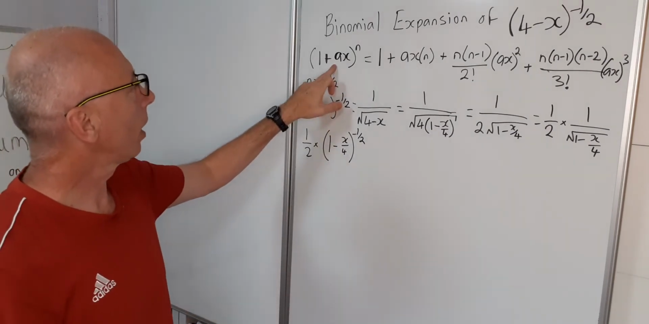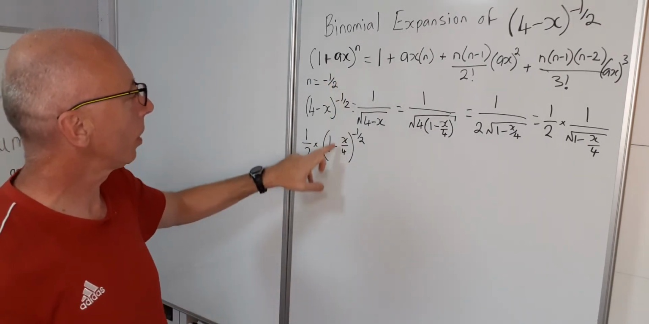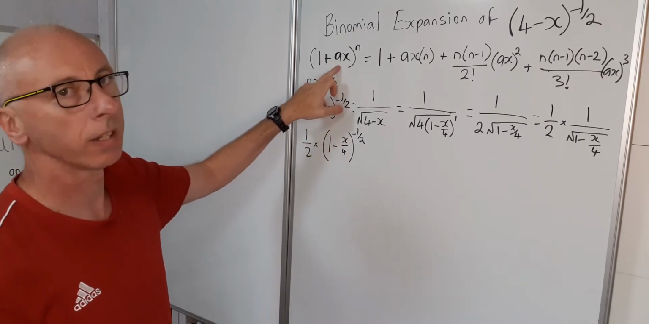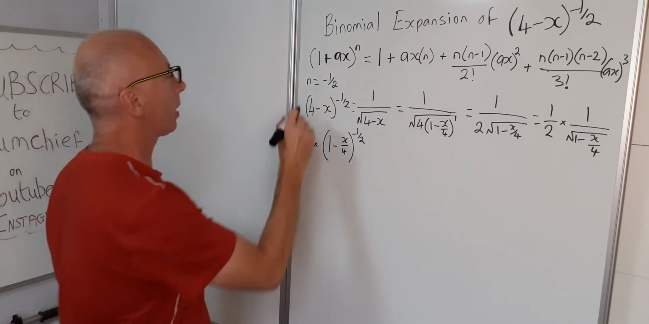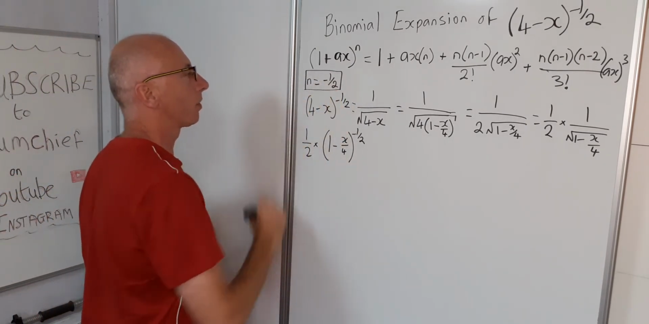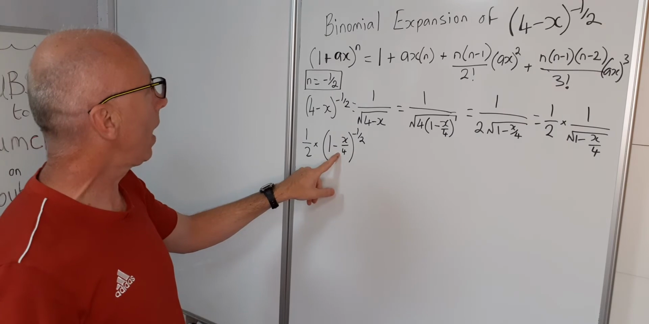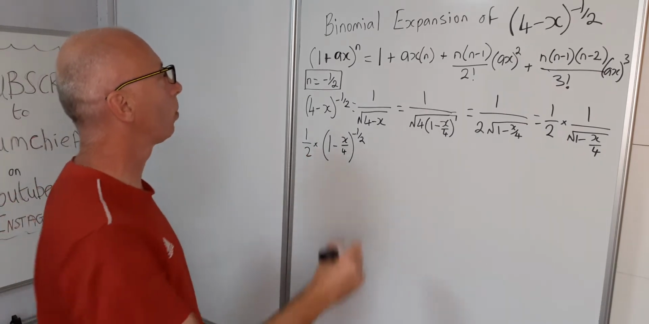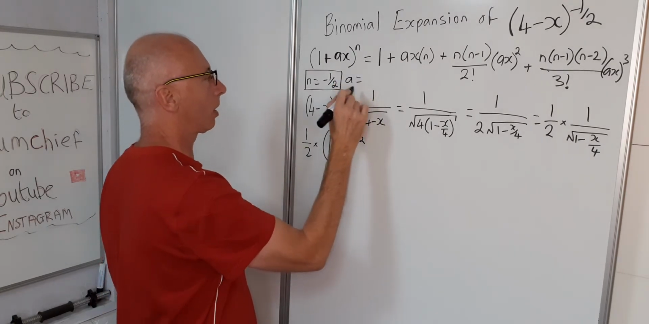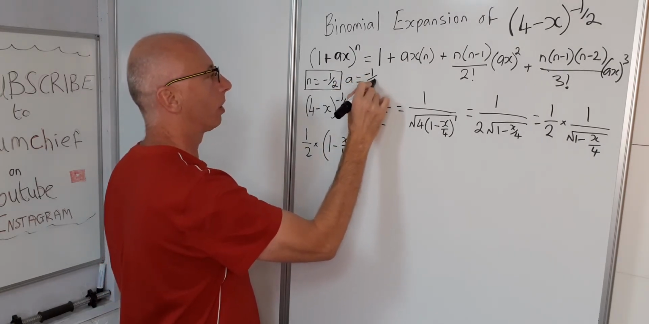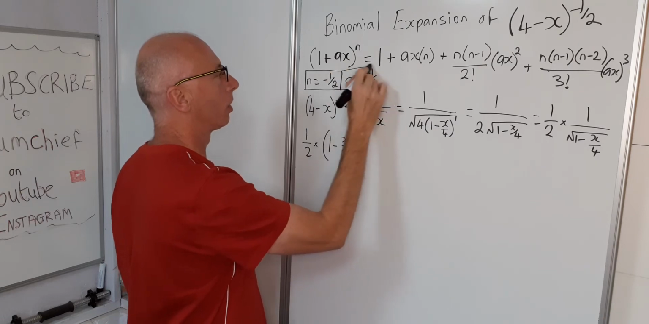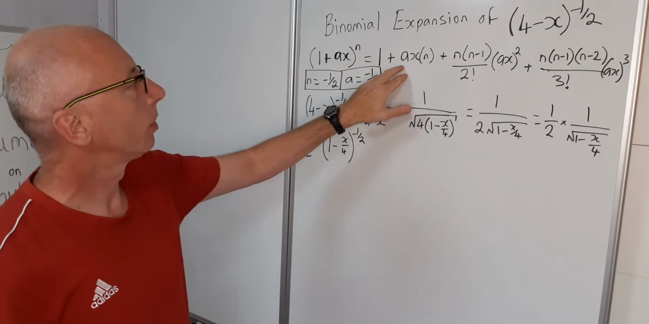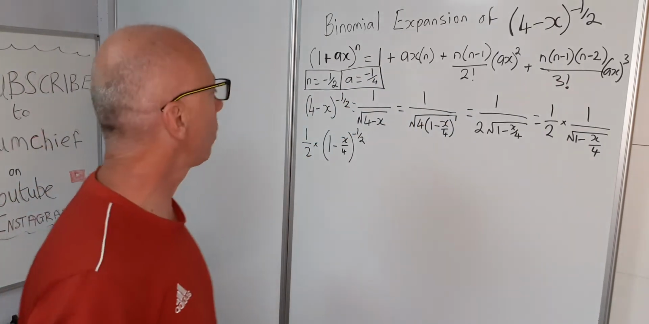So now we've got it into the kind of form that we like. Although we've got a plus and a minus, we can just put in a minus sign for our a value here. So we've got n equals minus 1/2. That's fine. So now we can put our a as minus x over 4, so our a is minus 1/4. So a equals minus 1 over 4.